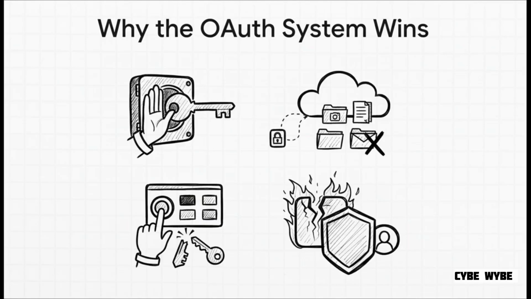You can pop in your Google account settings anytime and revoke an app's access, basically taking back that valet key instantly. And maybe most importantly, if one app gets hacked and its key is stolen, the damage is contained. That stolen key can't be used to take over your entire digital life.